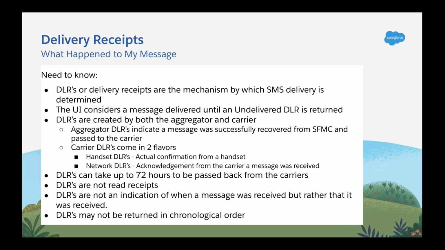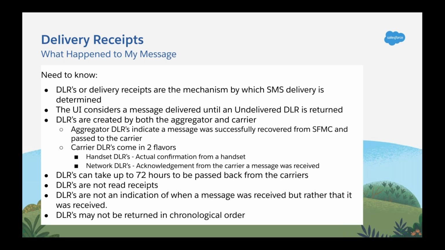DLRs are also created by both the aggregator and the carrier. Aggregator DLRs indicate a message was successfully received from Salesforce Marketing Cloud and passed to the carrier. Those are typically the en route statuses that you'll see when either running the data view or, as of the 227 release, the deliveries route will have standardized DLRs within them.